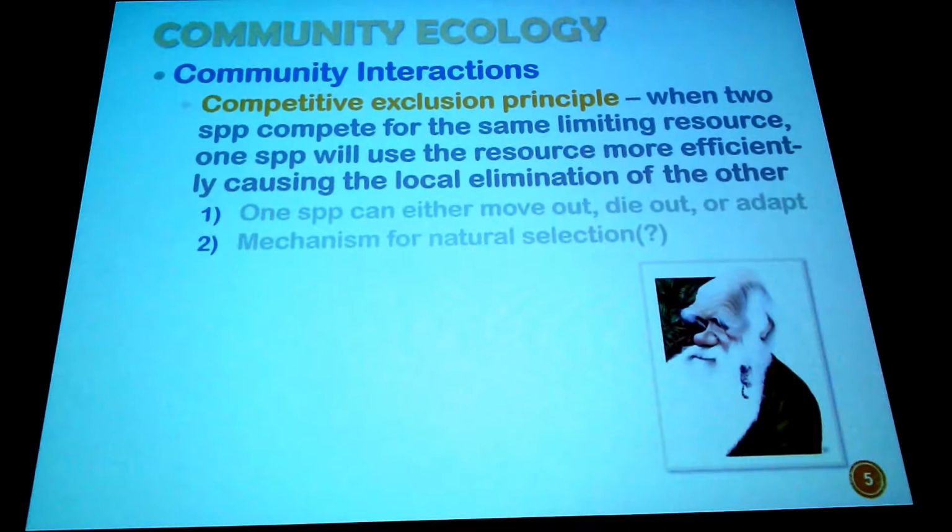So, competitive exclusion principle, again, a possible mechanism for natural selection. The competition drives natural selection, which could ultimately drive evolution. So in nature, competition is a good thing. It breeds stronger organisms.